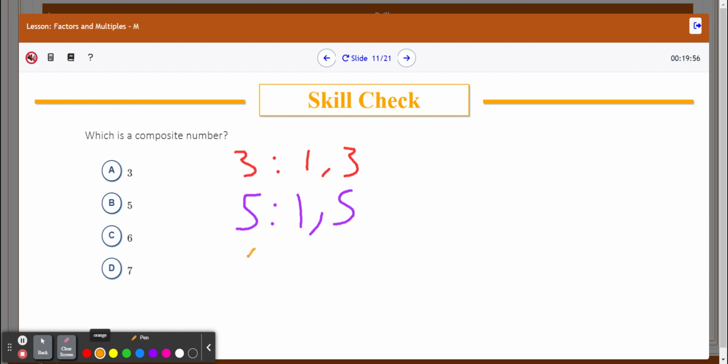Okay, let's look at 6. Well, the factors for 6 are 1 times 6 is 6, but guess what? 2 times 3 is also 6. So 6 has 4 factors, meaning it's a composite number. Let's just do the last one just to make sure. 7, well, 1 times 7 is 7, and there's no other factors. So 3, 5, and 7 are all prime numbers. The only composite number is 6 because 6 has 4 different factors.